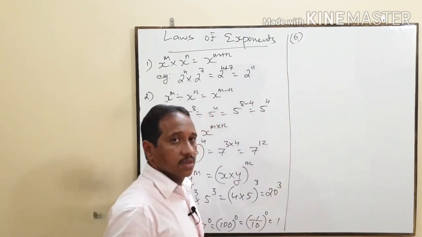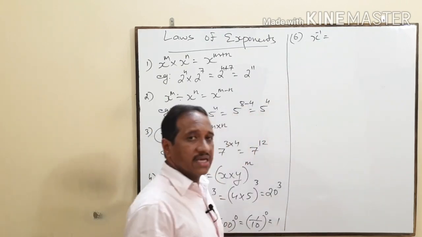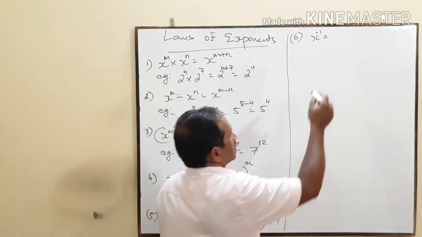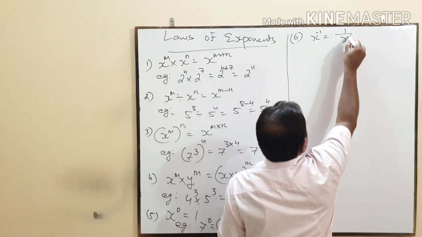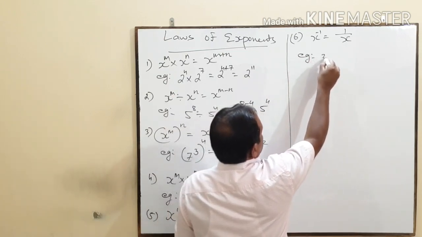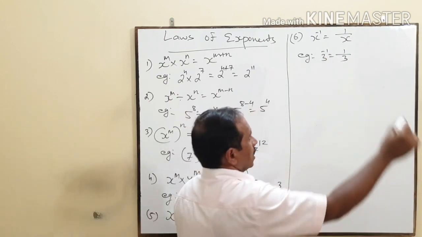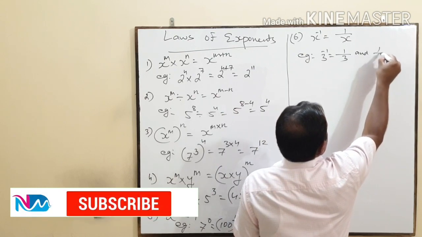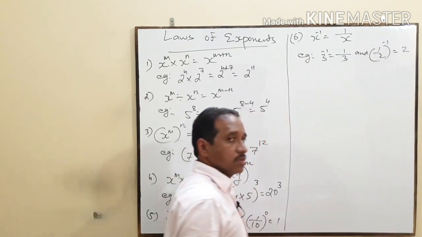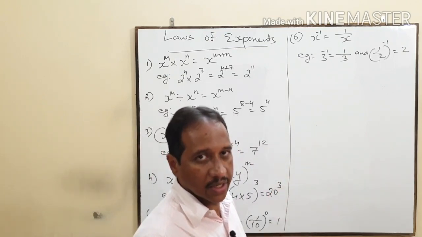Sixth law. It is x raised to minus 1. If the power is minus 1, then it is equal to the reciprocal. So, x raised to minus 1 is 1 by x. For example, 3 raised to minus 1 is equal to 1 by 3 and (1/2) the whole raised to minus 1 is equal to 2. So, when the power is minus 1, you write the reciprocal only.